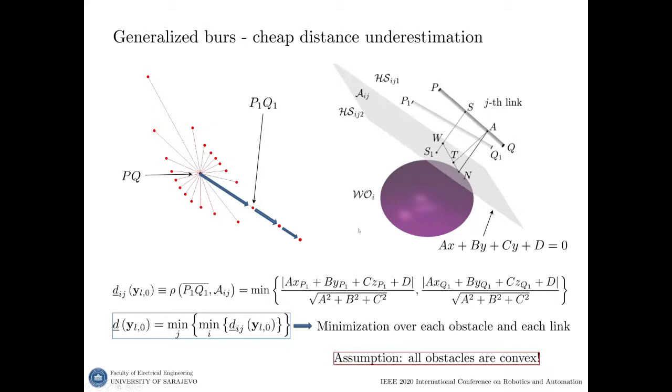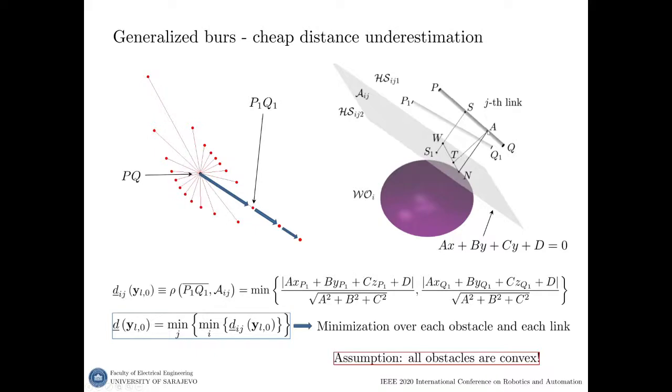Assume the robot is in configuration Q, and let's observe a jth link denoted by PQ and ith convex obstacle Oi. Now, the distance query provides us with the minimum distance, but also with the pair of closest points, point N belonging to the obstacle and point A belonging to the link.